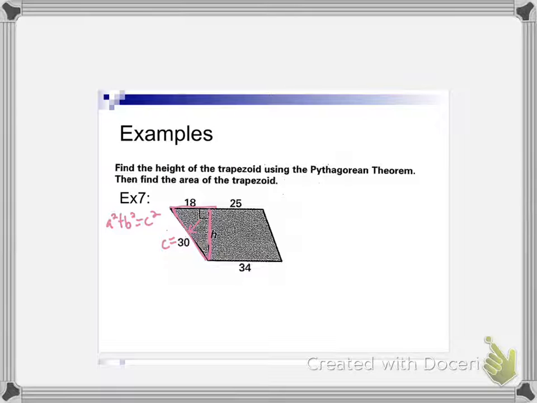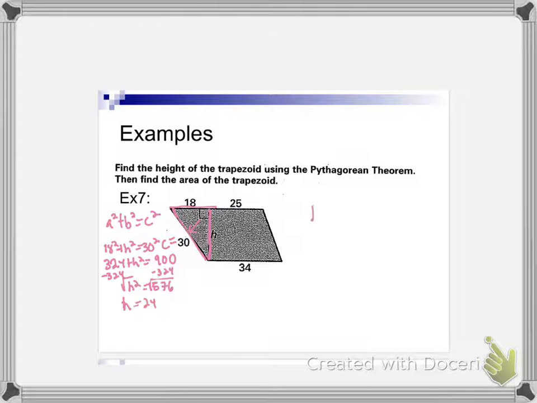So we end up with 18 squared plus h squared equals 30 squared. 18 squared, 18 times 18 is 324, plus h squared equals 30 squared. 30 squared is 900. We subtract over the 324. So we subtract over that. You end up with h squared equals 576. We want to get h by itself. We square root both sides. H equals 24. But that's not what the question's asking for.